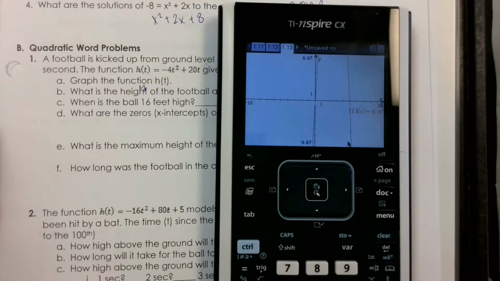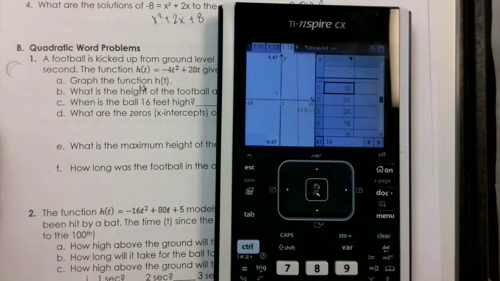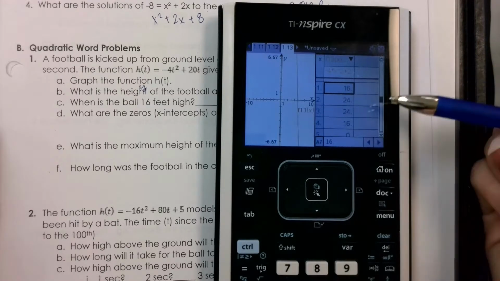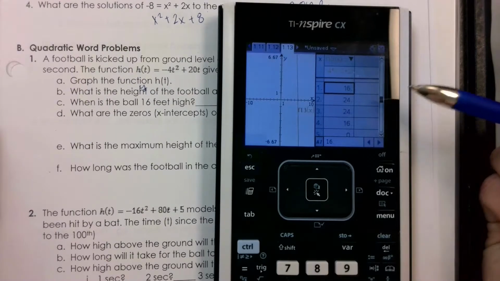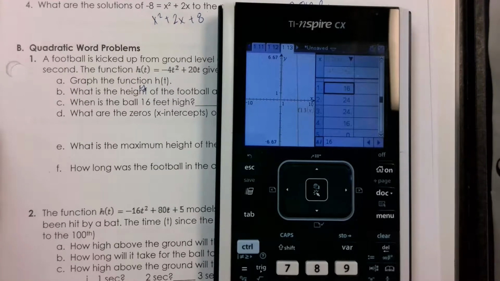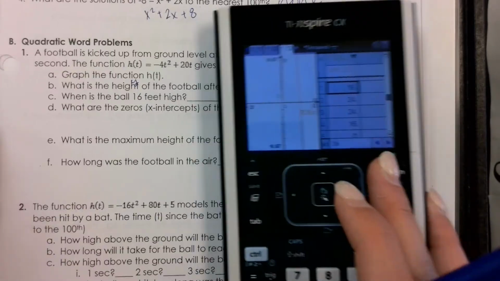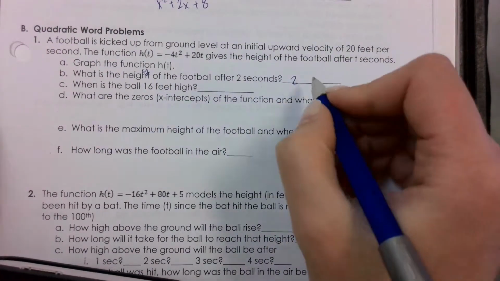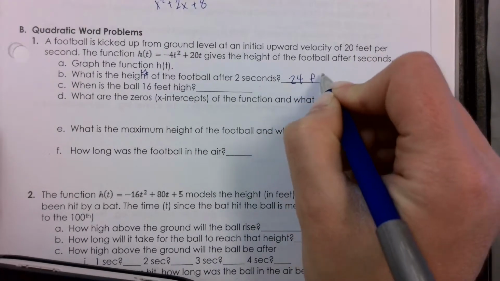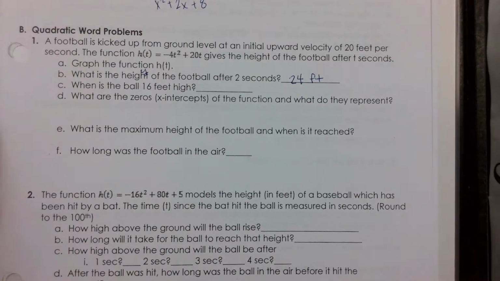Control T. The table's already made for you. So these are the values that we would get if we went in and plugged in all those numbers, right? So if we plugged in 2 by hand, what would you get out? Before, I think that was a lot easier, Control T, than having to plug in all those numbers. Do you agree? So, after 2 seconds, what was the height of the football? 24. And are we in feet? Does it tell us we're in feet? Yeah. So we'll put feet. Is that alright?